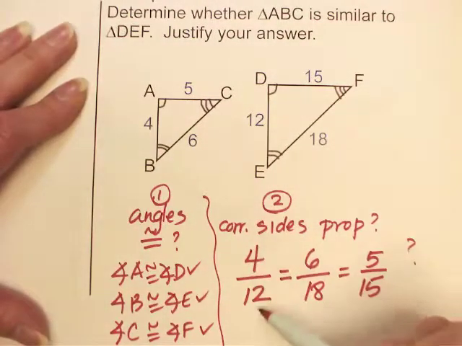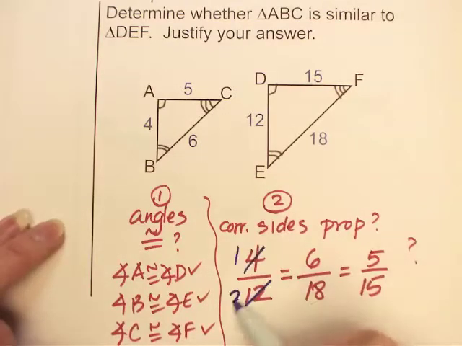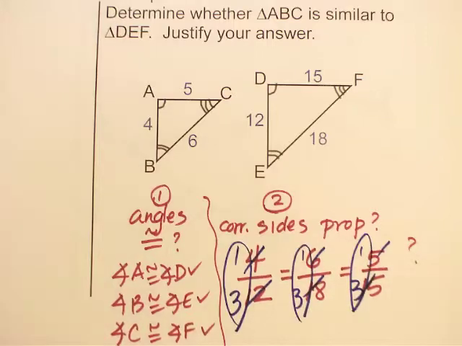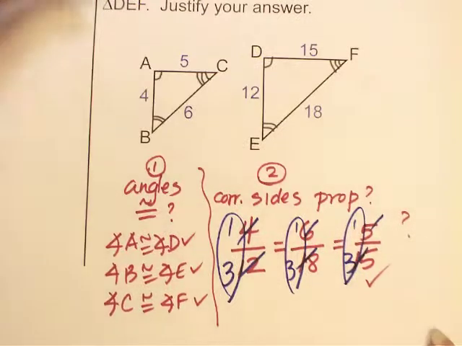Well, 4 to 12, I can reduce that. When I reduce it, it becomes 1/3. When I reduce this one, it becomes 1/3. Reduce this one, it's 1/3. So don't they all reduce down to the same fraction or same ratio? Yes, which means these are all proportional.